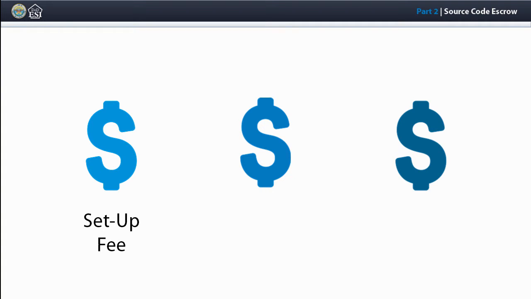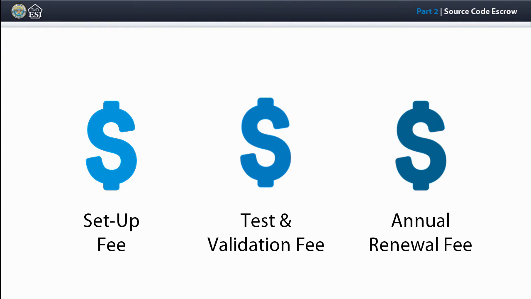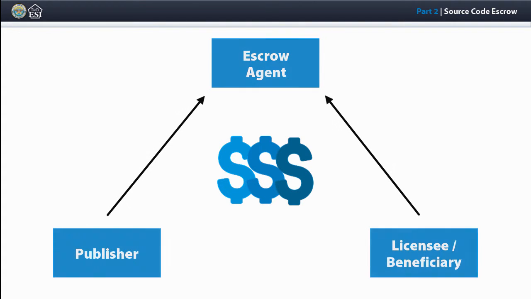First, an escrow setup fee is payable to the escrow agent. Second, a fee is payable to test and validate the source code after it is deposited. This may be paid to a third-party firm. Third, an annual renewal fee is payable to keep the escrow account open and monitored. The fees can be shared between the publisher and the licensee. In some cases, it is better for the licensee to pay the fees to ensure the client relationship and allegiance of the escrow agent are solely aligned with their interests.